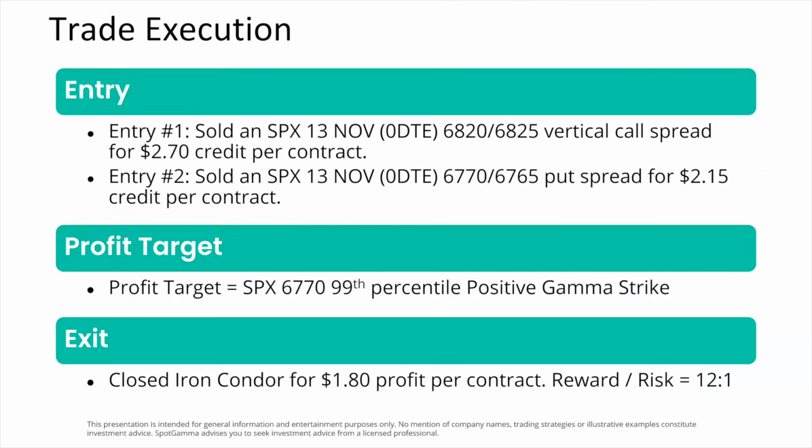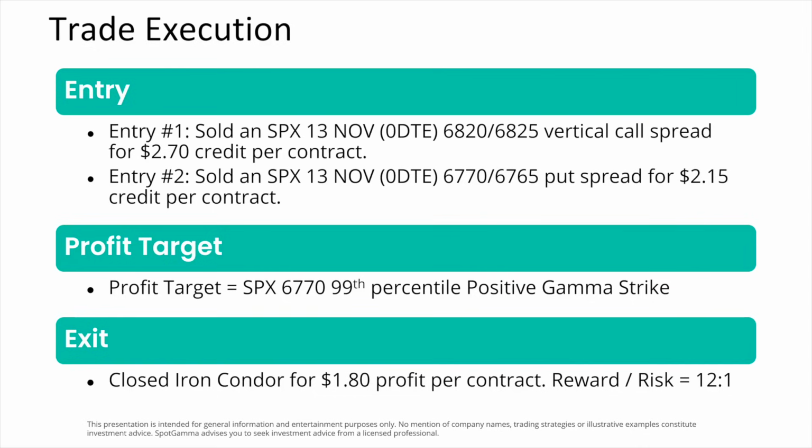As SPX reversed lower just after 10:15 a.m., I sold an SPX 13 November, that's 0 DTE, 6820/6825 call spread for a $2.70 credit per contract. My target was the 6770 positive gamma exposure strike.